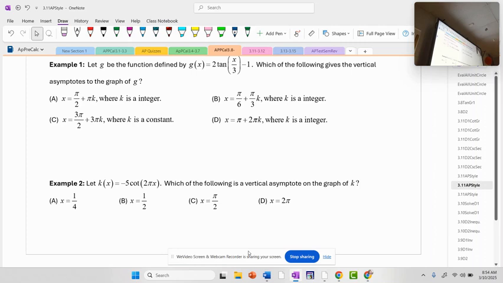Pi over 1/3. It's 3 times 5. Excuse me. Period. Snuck up on me.